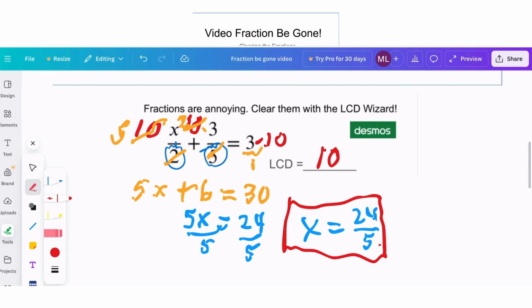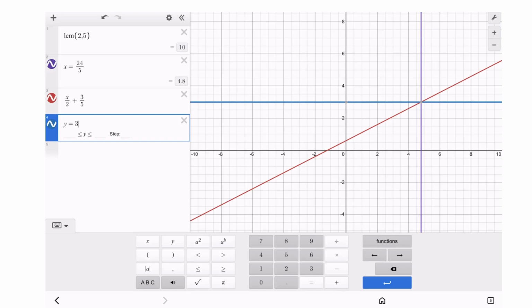But there's more. We can actually check this with Desmos. I'll show you. So what we've done here is we've typed in the solution we got for x into one of the equation bars. And Desmos tells us that x equals 24 over 5 is equivalent to 4.8, which it is.